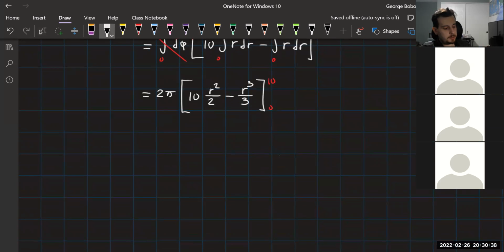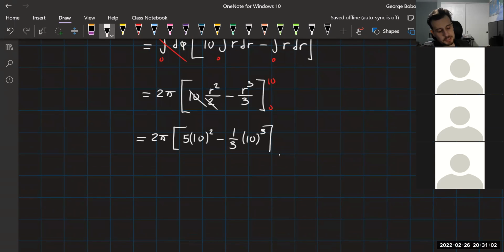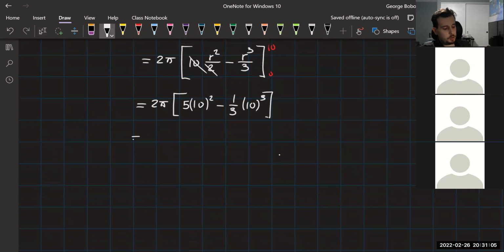What do we get? Let's check. 2 pi. The prefactor here is 5. Then you get 10 squared from the bound over here, but then I get 0 for the other one. And then the r cubed version, you get the 1/3, and then 10 cubed. And then the 0 again, which I don't count. So overall, let's see if this makes sense. We're getting 500 minus 1,000 divided by 3. That's your volume.